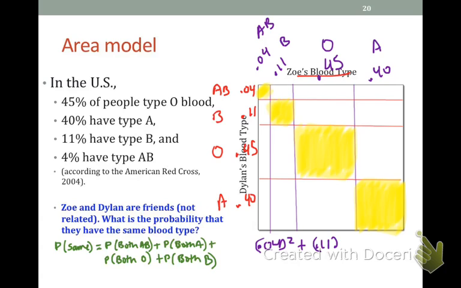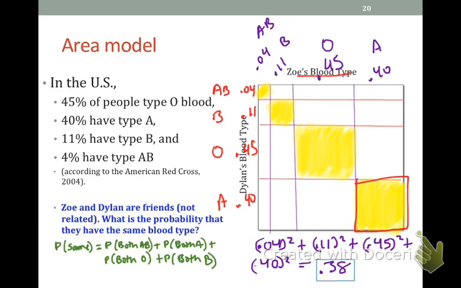So we'd say 0.40 squared, 0.11 squared, plus 0.45 squared, plus 0.40 squared. And that square is just calculating the area of these particular squares. So 0.40 squared is just 0.40 times 0.40. That's the area of that square. And then when I add them up, I ended up with 38.38, or 38%. There's a 38% chance that 2 people would have the same blood type, or at least Zoe and Dylan, given these statistics.